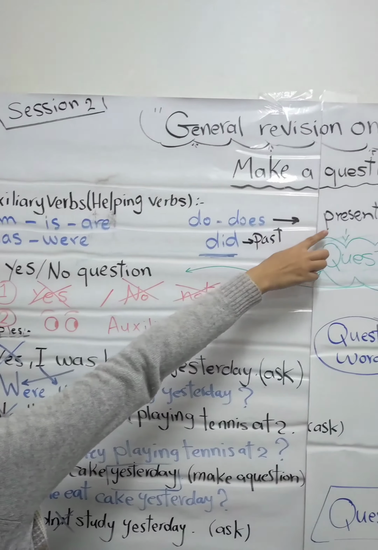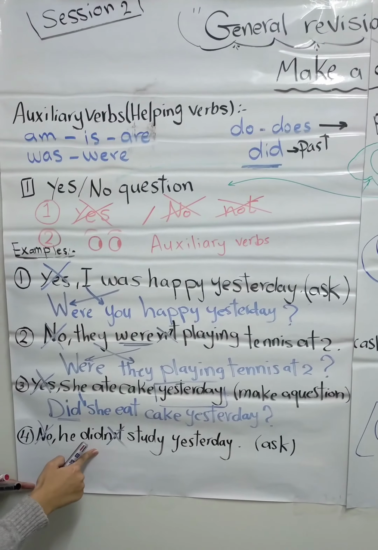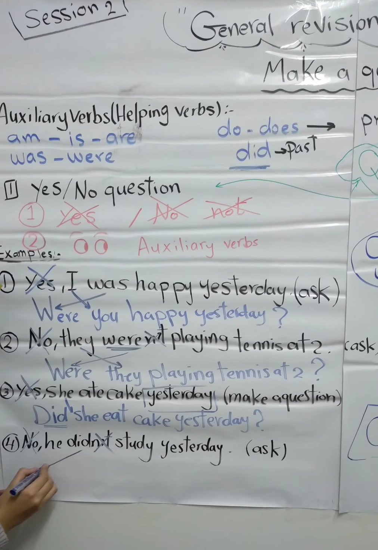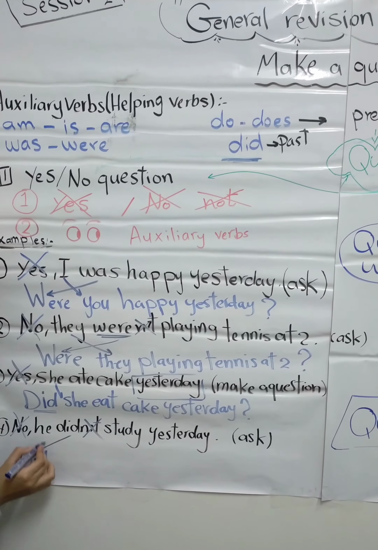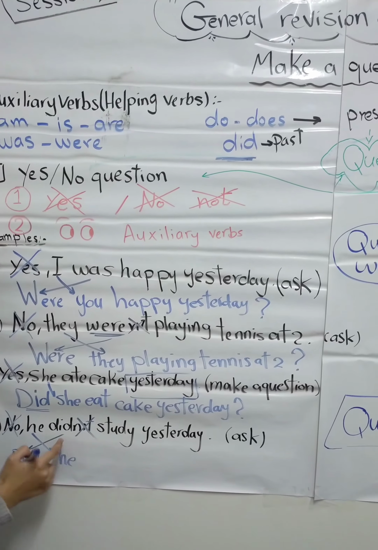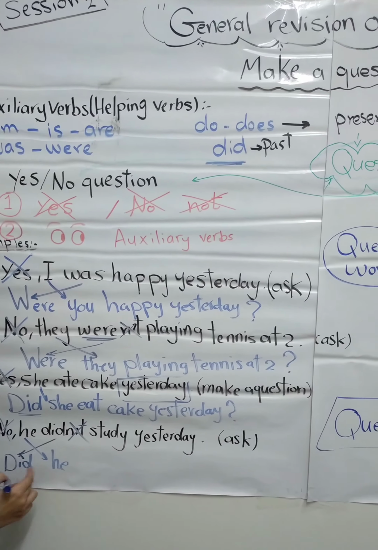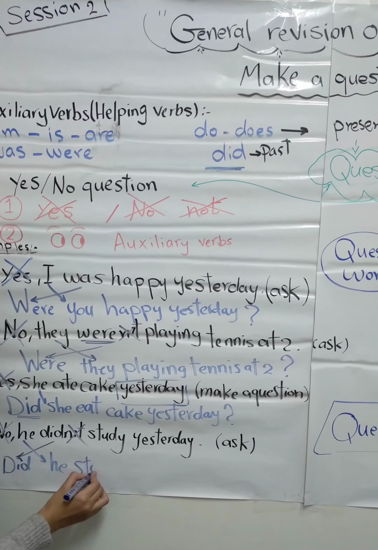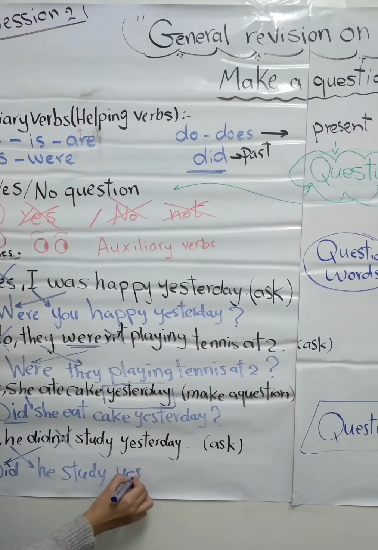Do, does in the present, did in the past. Here there is didn't, so did becomes number 1. Did he, make a cross between did and he. Did number 1, he number 2. Did he study? And the rest of the sentence: did he study yesterday?